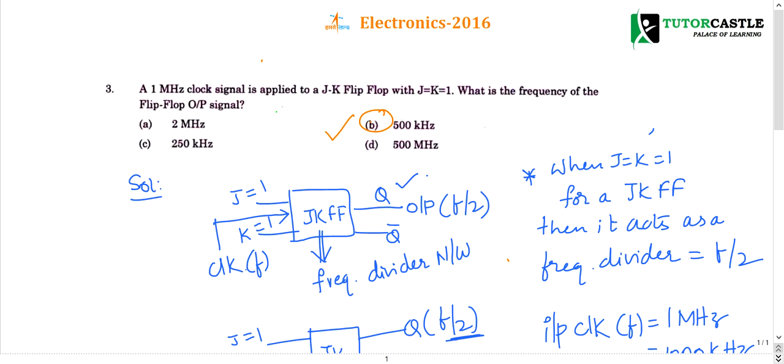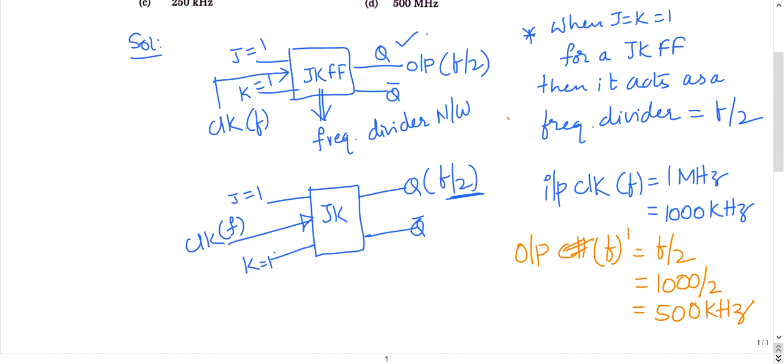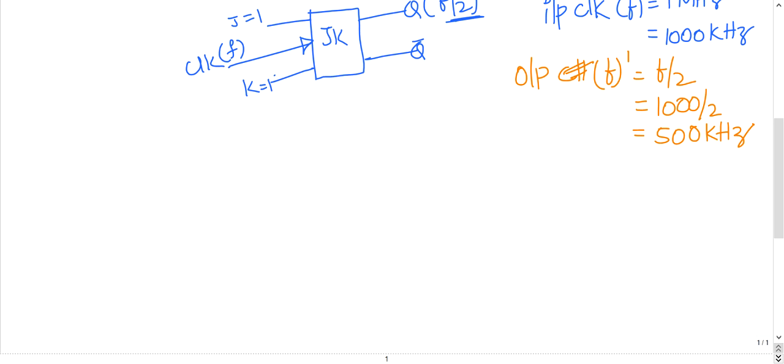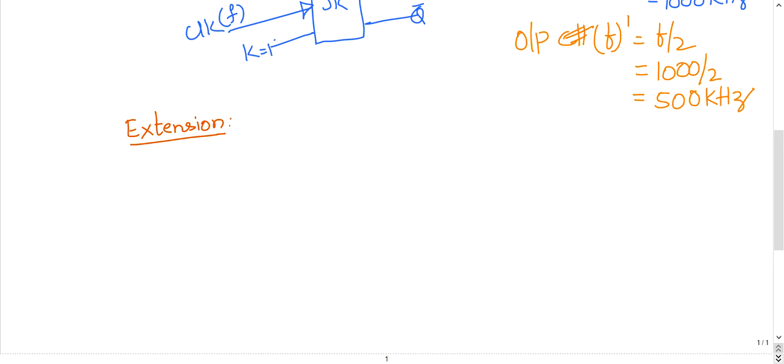Fine. Now we can extend this concept, in the sense we can extend this in such a way that it will be useful for other exams. Extension. Whenever both JK flip-flop inputs are 1, then it acts as a frequency divider network. Just now we have seen that. So how can we extend this formula?